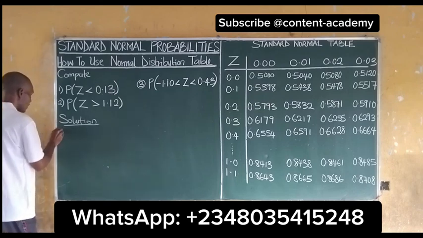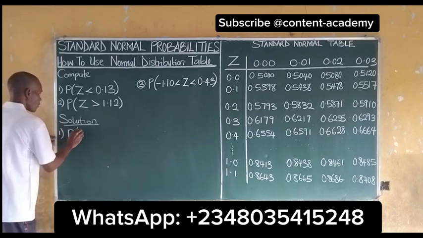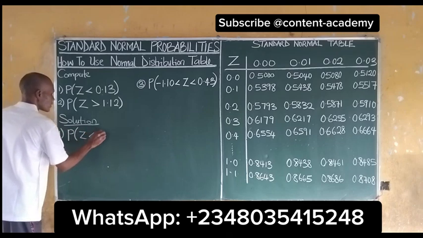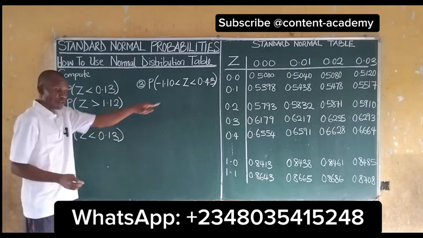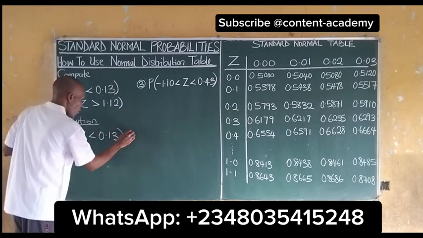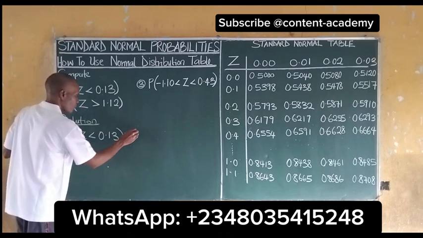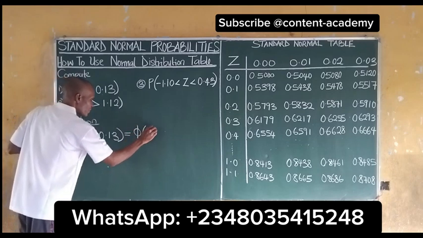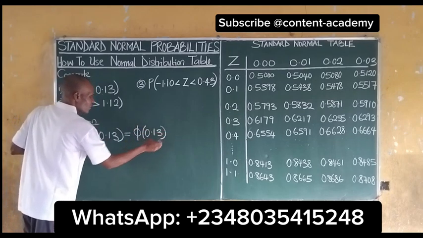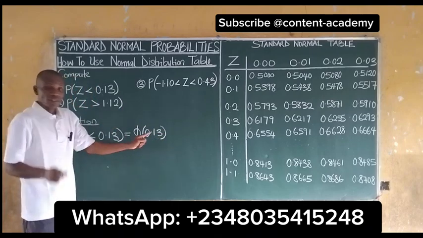The first on our list is the probability of z is less than 0.13. How can we find this from the table? Of course, this is equal to our normal curve 0.13. But how can it be determined from the table?